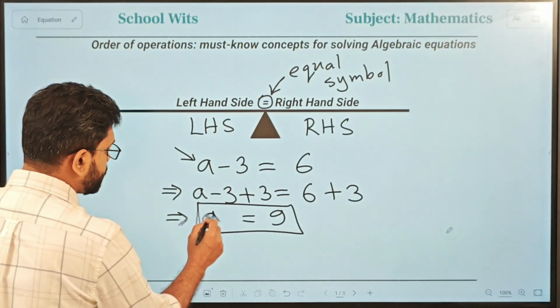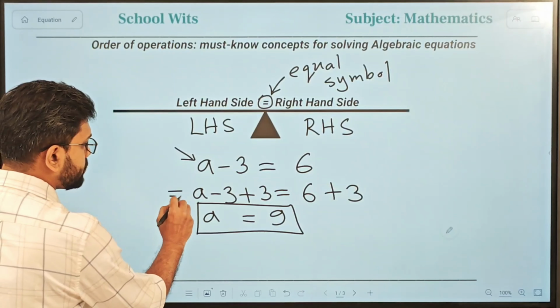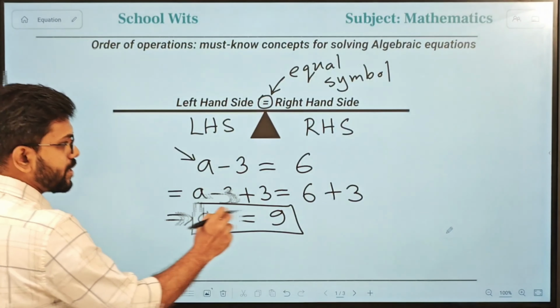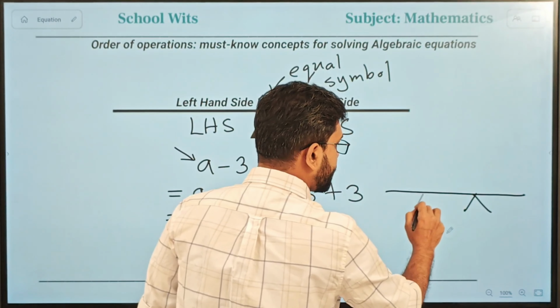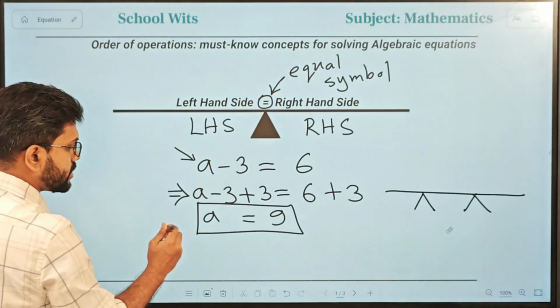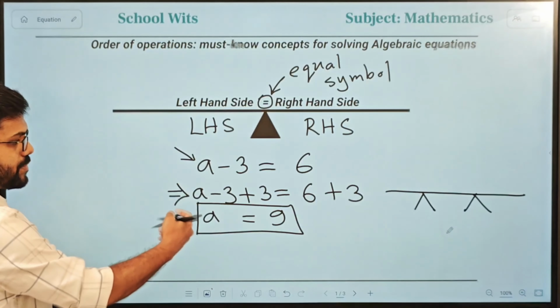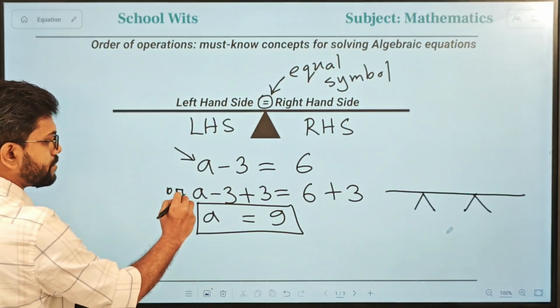Some students put an equal to symbol here as well. This doesn't seem right, because if you put a balance and there is another equal to symbol like this, it does not make sense. So you should put an arrow mark, or you can just write or here. You can just keep on writing or in every line.